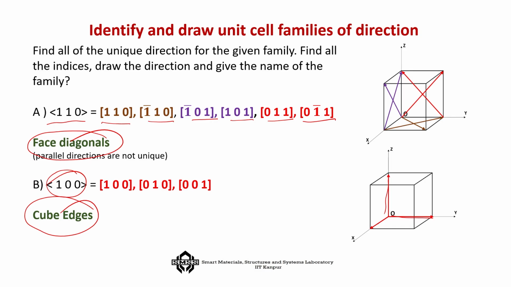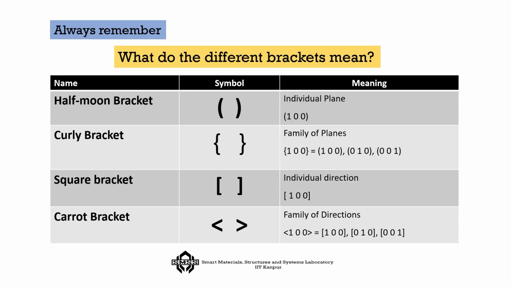Thus we should be able to know which one we are talking about. So, always remember: round bracket is an individual plane, curly bracket is a family of planes, square bracket is an individual direction, and caret bracket is a family of directions. You have to practice it a little bit.